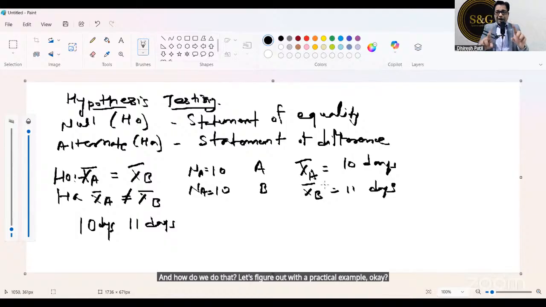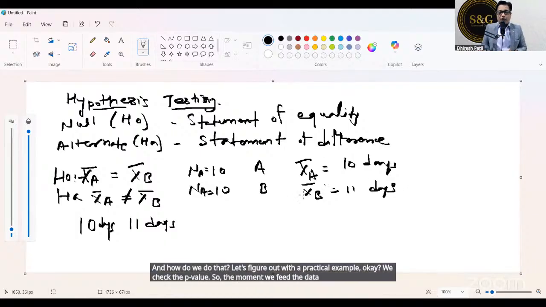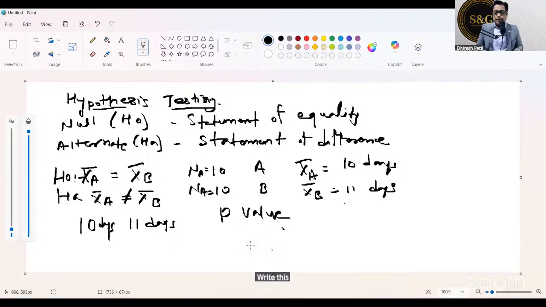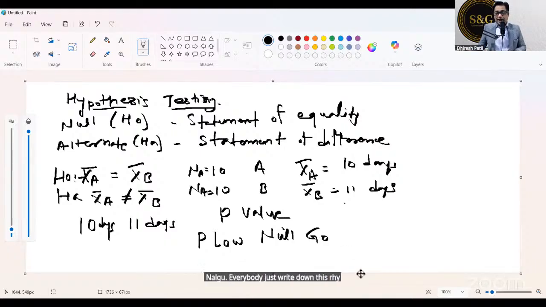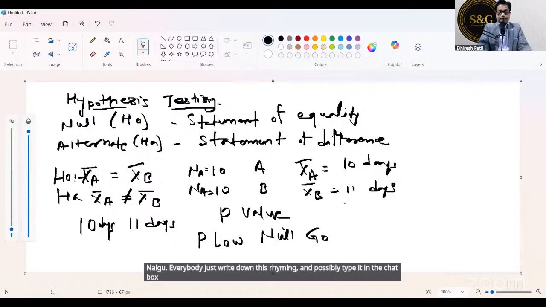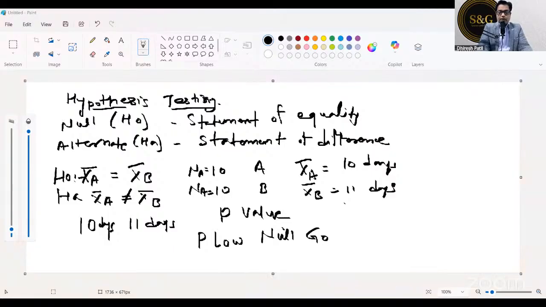Okay, we check the p-value. So the moment we feed the data to the software, it gives us a value called p-value. P-value is nothing but a probability value. Write this down. Probability value. And we check the p-value against 0.05. And the rhyme you have to remember is: P low, null go. Everybody just write down this rhyme and possibly type it in the chat box as well. P low, null go. Yes, type this in the chat box, everybody, and write it in your notepad.